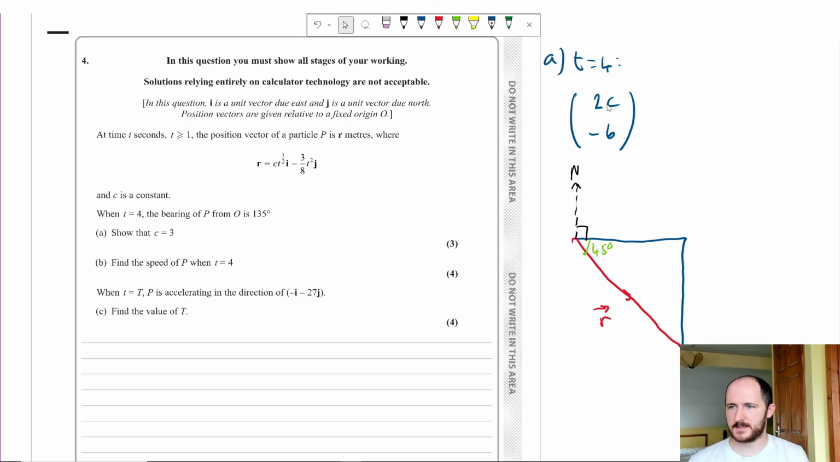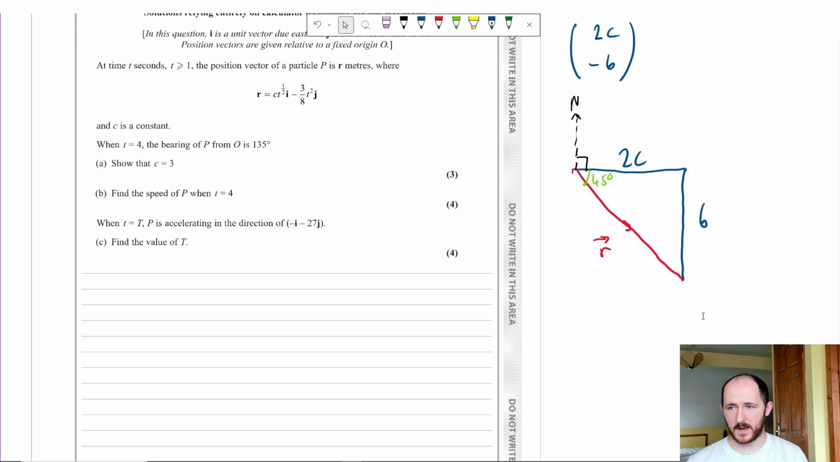Now again, we can label the sides. 2c would be this adjacent component here. And minus 6, or just 6 in this case, is going to be this component here. Now it does say solutions relying entirely on calculator technology are not acceptable. So as I mentioned in the last video, this essentially means it's a non-calculator question. There's a few ways to have a look at this to do it without a calculator. There's one way, which is really fast, which is the only way to have a 45 degree angle is for both of these components to be the same. So 2c equals 6. That's one way to do it.